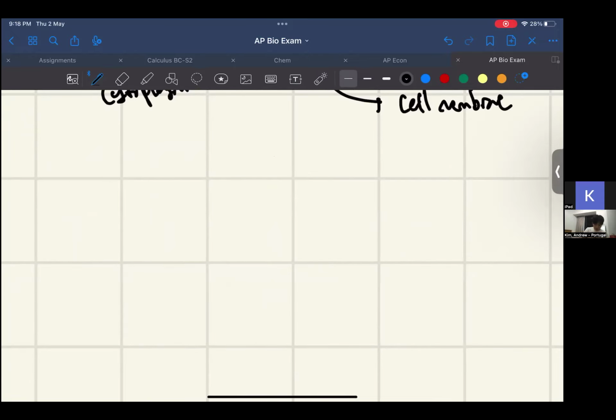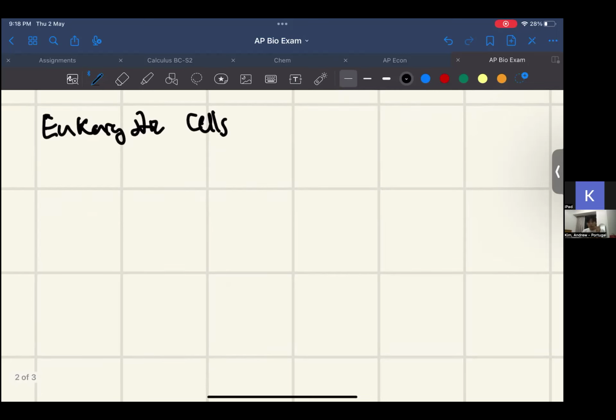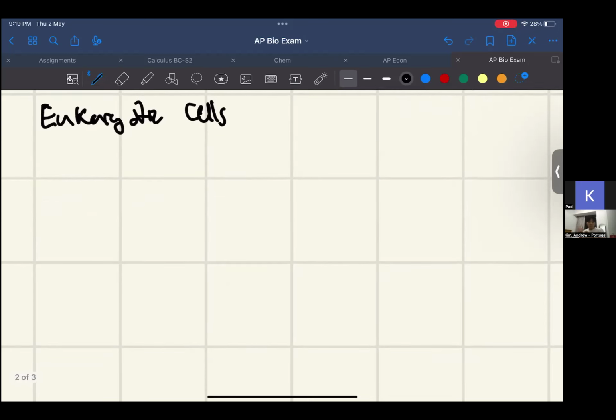Now let's move on to the eukaryotic cells. In eukaryotic cells, we have 2 different types, plants and animals. I'll explain plant first. Why? Because it's a bit more complicated. So once you understand plant cells, animal cells will come naturally.